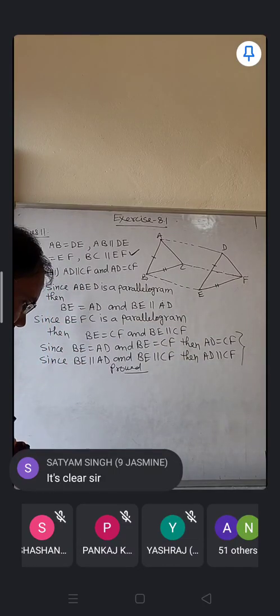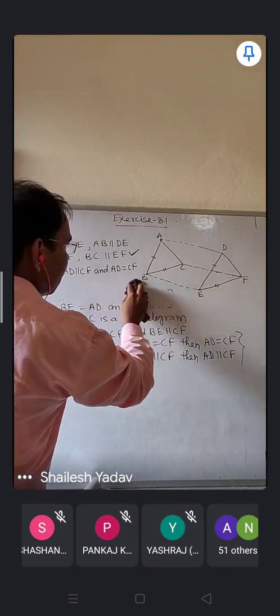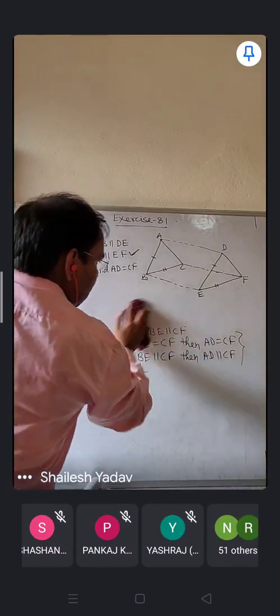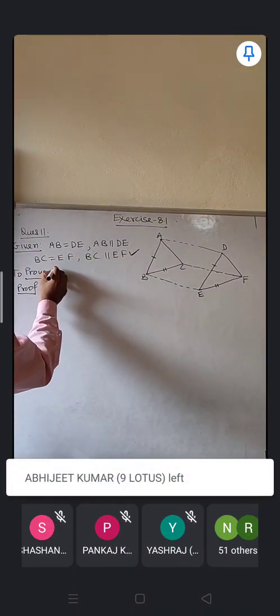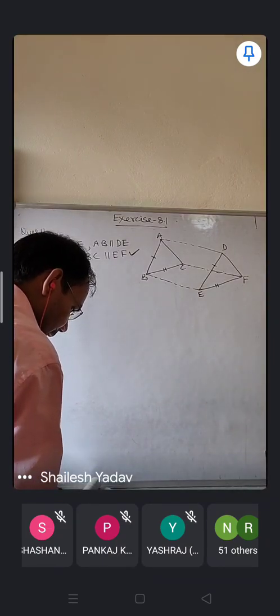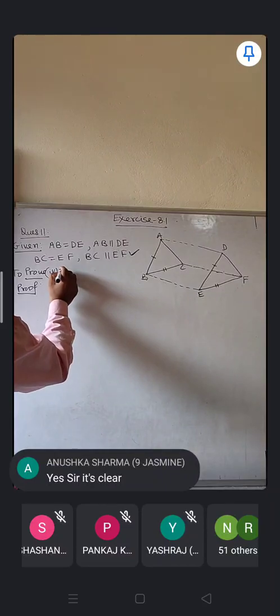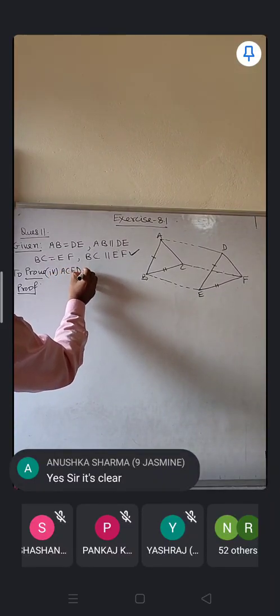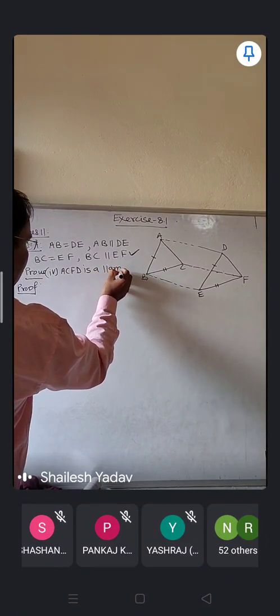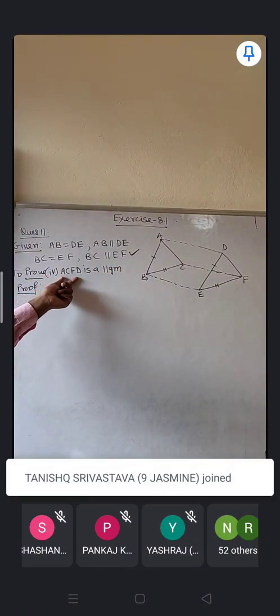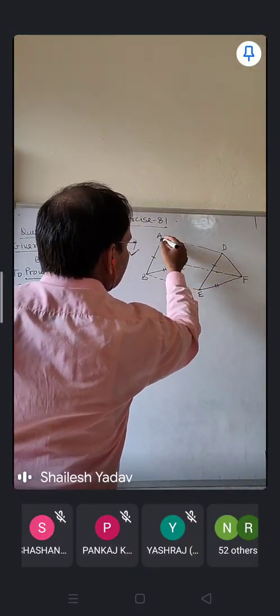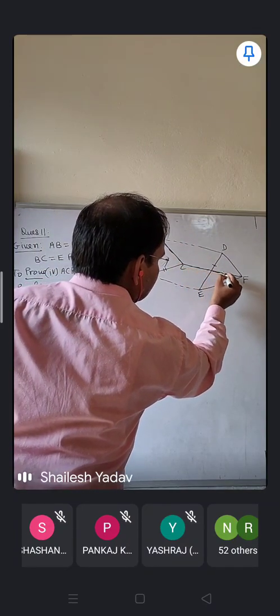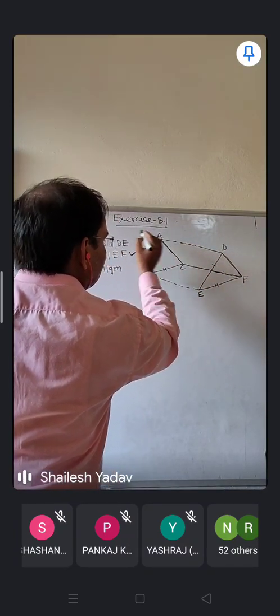Now I will go for the fourth part. So students, in the fourth part, what you need to prove, I am going to write. In the fourth part, you need to prove that ACFD is a parallelogram. So first I will search for ACFD. Here it is, the quadrilateral ACFD. You need to prove that it is a parallelogram.